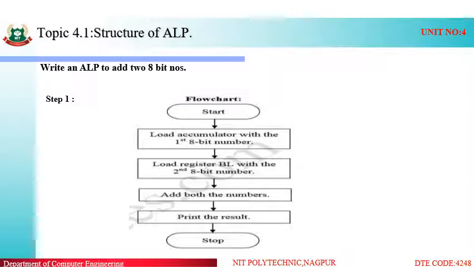So what will be the first step? Load the accumulator with the first 8-bit number. Now there are two 8-bit numbers, we have to add two 8-bit numbers. So the first number we will load into the accumulator. Accumulator means the AL register. We have only four general purpose registers: AX, BX, CX and DX, which we have to use in all the assembly language programs. Without these registers we cannot perform assembly language programming.